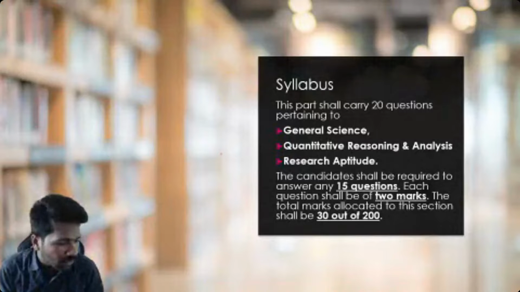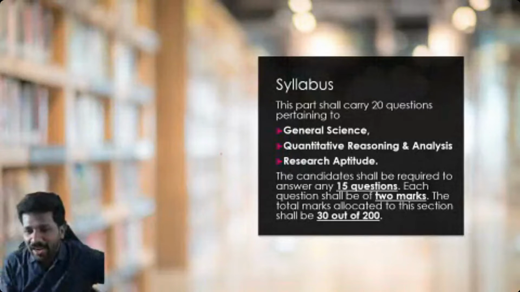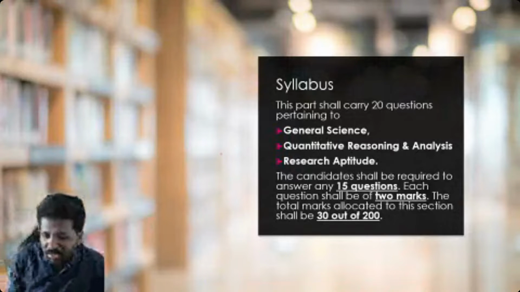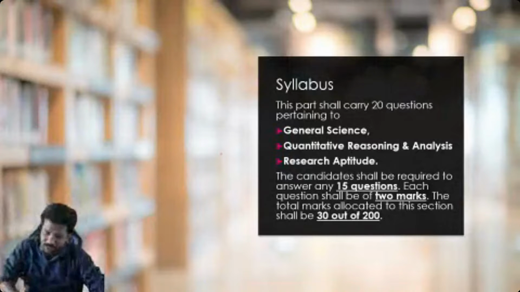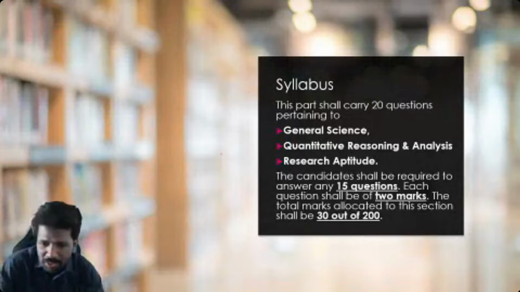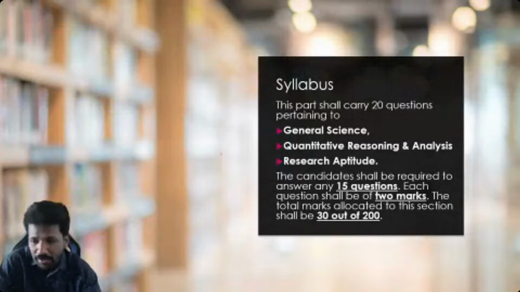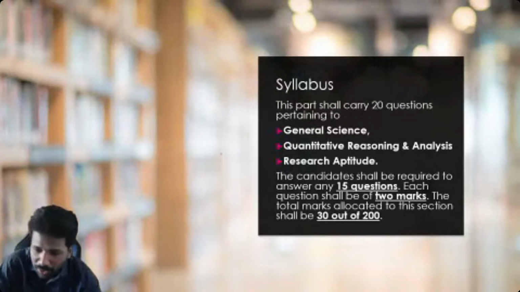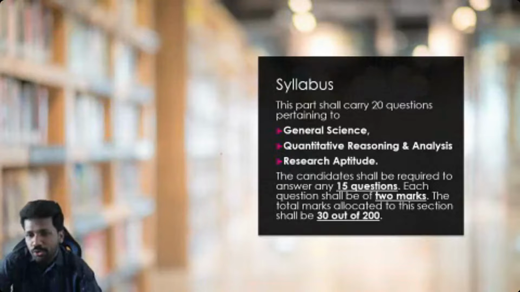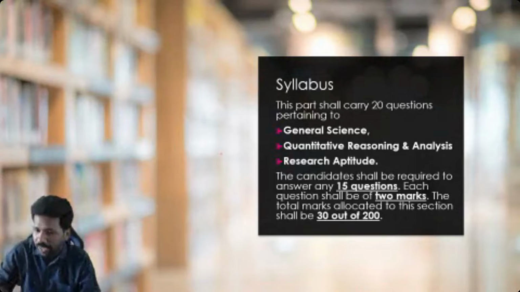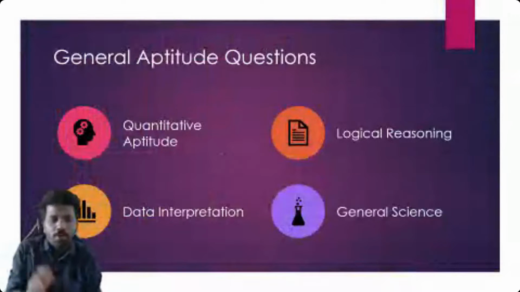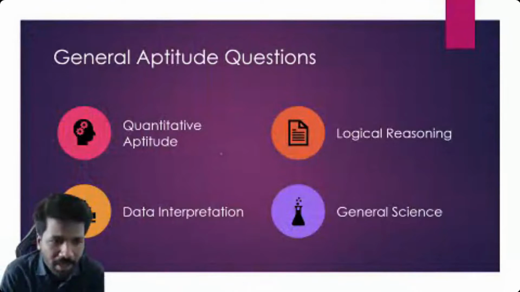The CSIR-NET Part A syllabus mentions general science, quantitative reasoning and analysis, and research aptitude. But that syllabus is very vague, and it will not give you an idea of what the chapters are. To get an idea of the chapters, you have to see the previous year questions. With the previous year questions, especially the June 2023 paper, I will show you examples of all chapter questions today, and you will be able to understand what you need to learn.